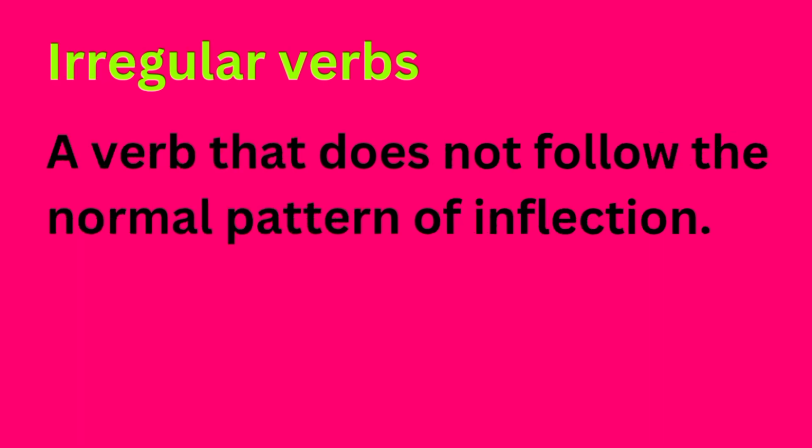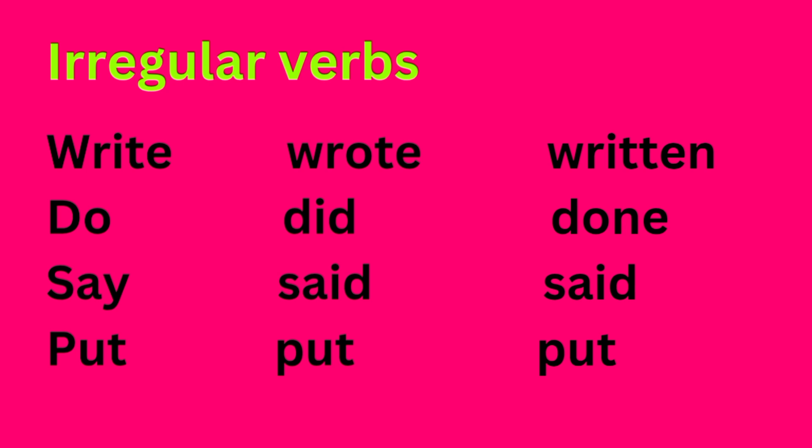Now, irregular verbs. A verb that does not follow the normal pattern of inflection, which means the forms are not made by adding d or ed, are called irregular verbs. For example, write, wrote, written, do, did, done, say, said, said, put, put, put.